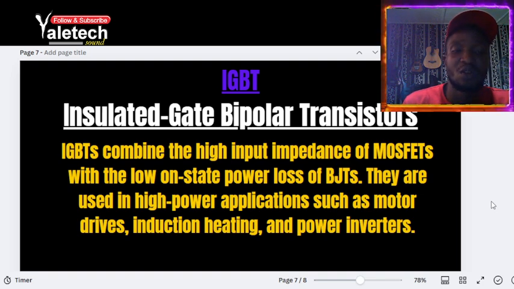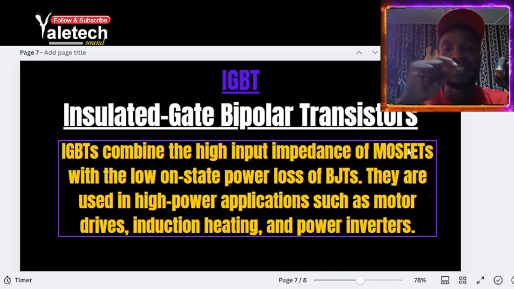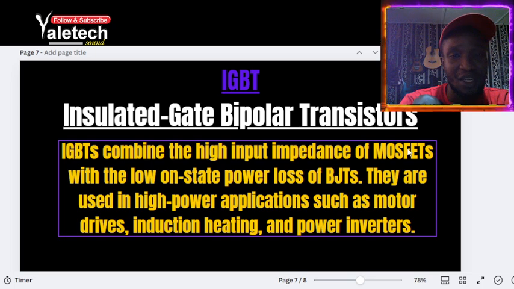So MOSFET has a very good property of handling very high impedance if the signal is very heavy, because with a BJT, the input capability is very, very low. So IGBT is using the properties of the two of them, mixing the two characteristics together, like a hybrid. Do you understand now?